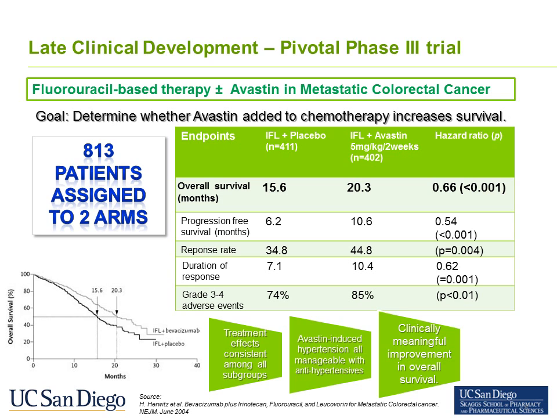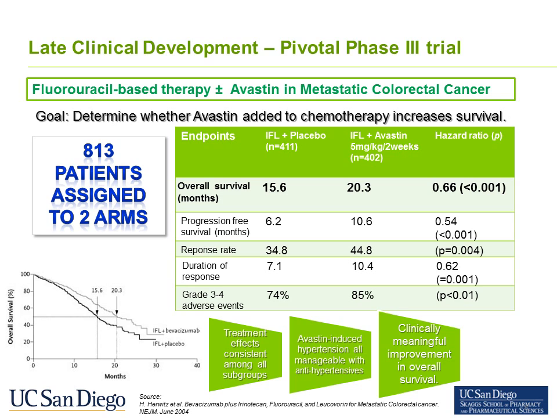This is also reflected in the table, where overall survival increased from 15.6 months in the placebo group to 20.3 months in the bevacizumab treated group. This was a hazard ratio of 0.66 and was statistically significant. Progression-free survival was also increased, and the response rate was also improved in the bevacizumab treated group, as well as the duration of the response.